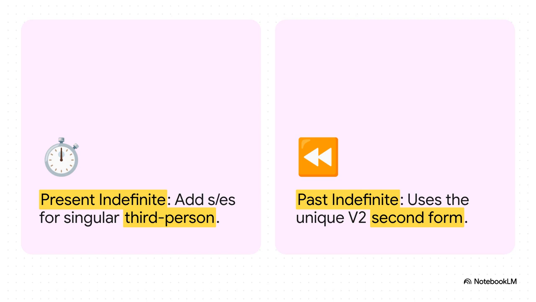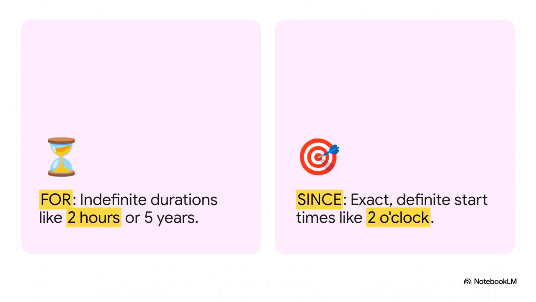Present indefinite versus past indefinite. Examiners absolutely love testing if you know that a singular third-person subject, words like he, she, or it, gets an S or ES in the present tense. Think, she speaks. On the flip side, the past indefinite uses the second form of the verb, which is totally unique to the past, like she spoke. Spotting a missing S in the present or an incorrect verb form in the past, that is literally your ultimate superpower for error detection.